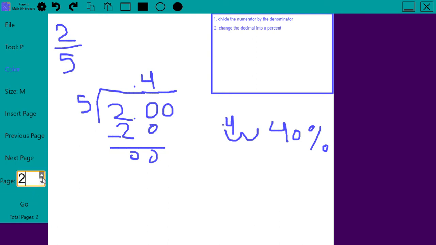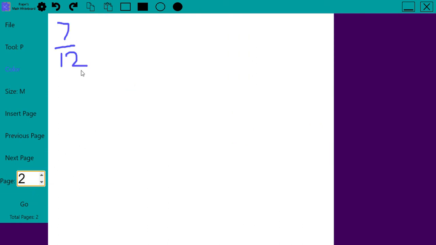Alright, let's try one more. A longer one. So 7/12. I'm going to have to change this into a percent. So first thing, divide my numerator, 7, by my denominator, 12. So 7 is a smaller number than 12, so I'm going to need a decimal here. Then I'm going to put the decimal on top for the answer. And then I'll just add zeros. I'm just going to add 3 for now.